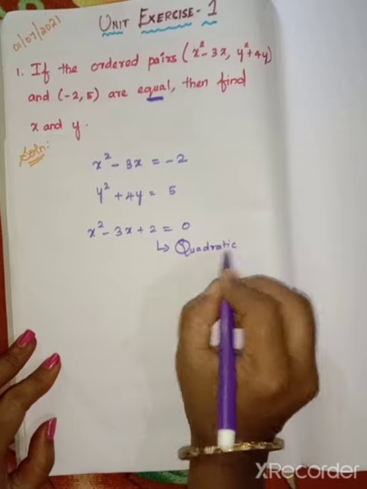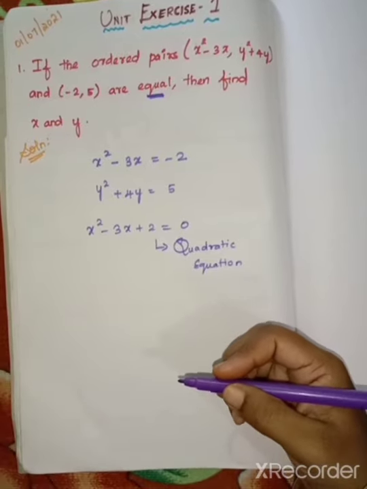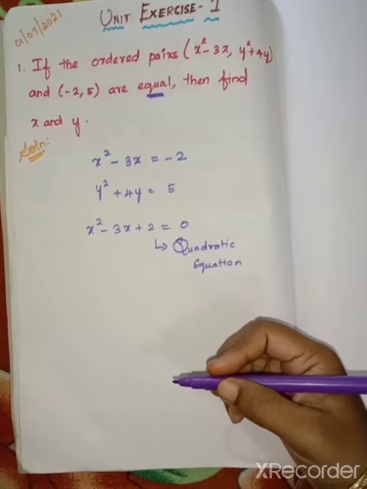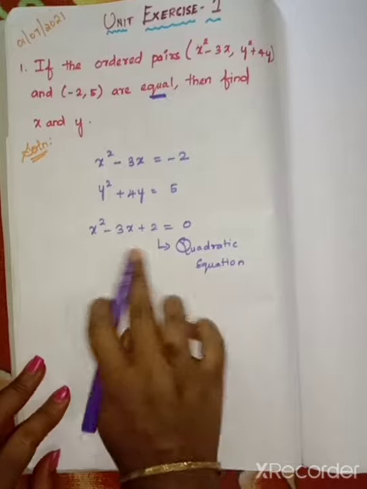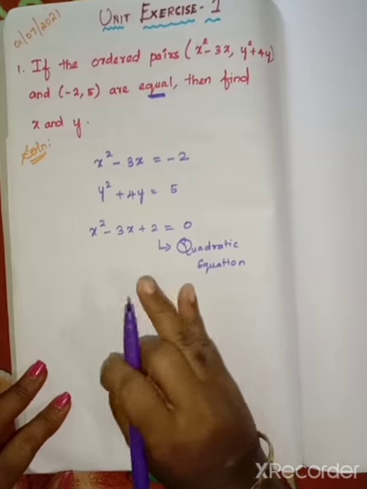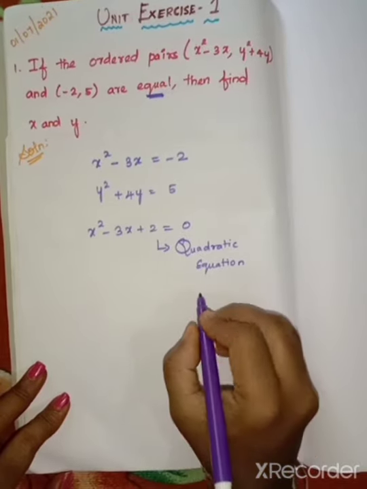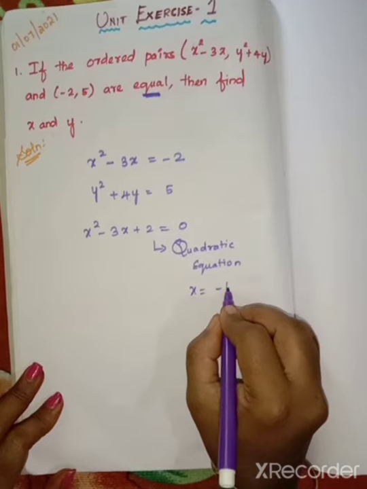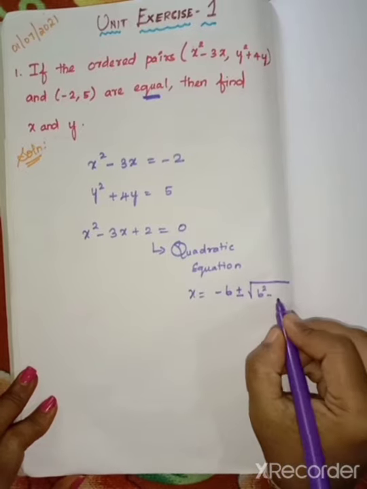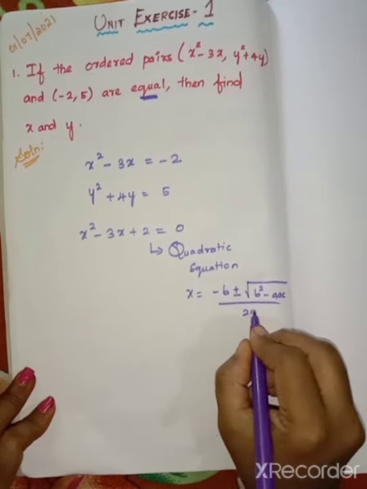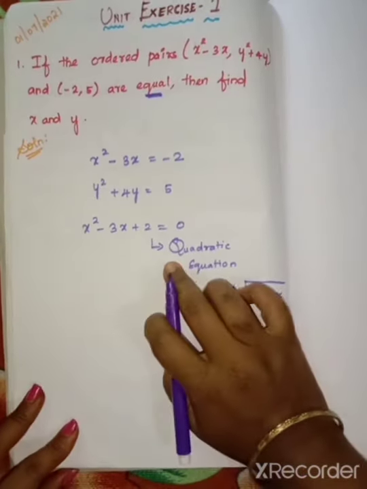A quadratic equation can be solved by using the formula or otherwise the splitting method. If we have these two methods, we factorize and find the x value, because here also we have the x term. Splitting method is very easy to solve. Formula method means we can use the formula: x equal to minus b plus or minus root of b squared minus 4ac, divided by 2a. So we can use the formula or otherwise the splitting method.